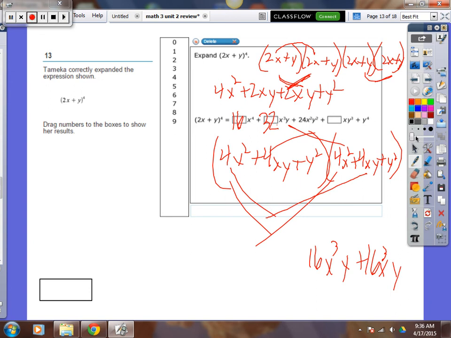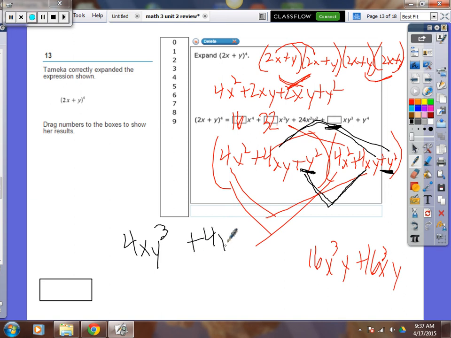Okay, now we just got to figure out how many of these xy cubes. So where are these xy cubes going to come from? The xy cubes are going to come from these guys. So when I times this y squared to this, that's going to give me 4xy cubes. And when I times this y squared to this guy, that's going to give me another 4xy cubes. So my xy cubes, I'm going to have 4 and 4. I'm going to have 8 of them.